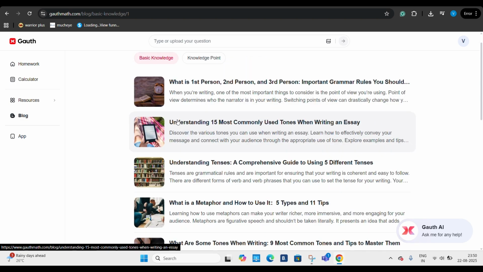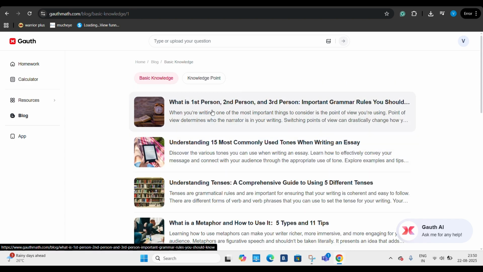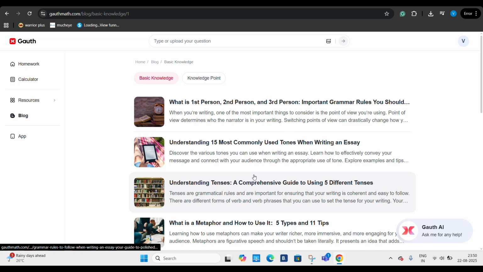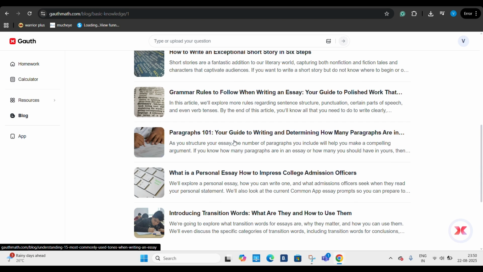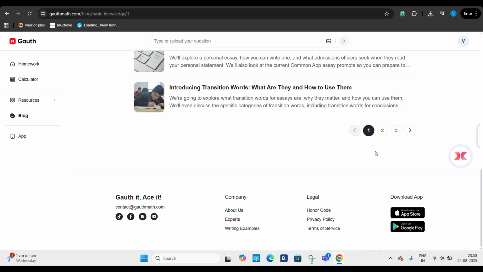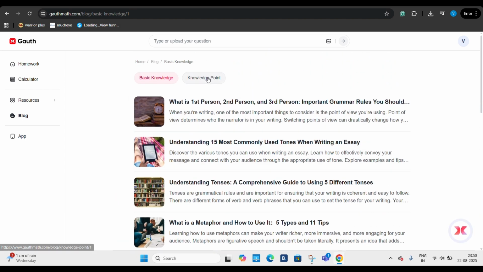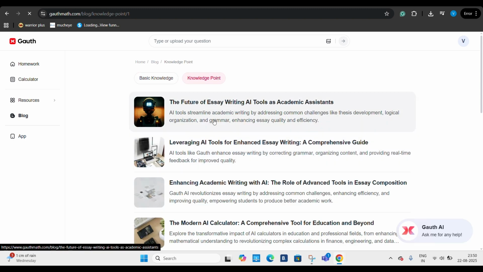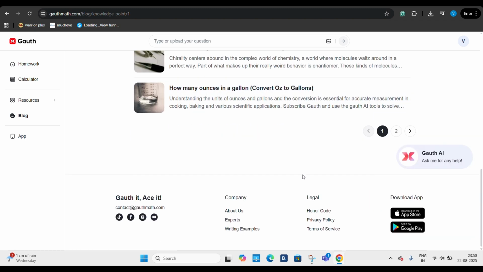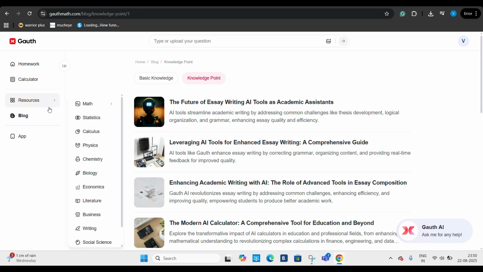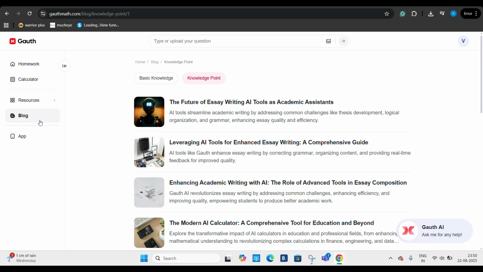And now you have the blog section. So in the blog section also you get a knowledge base, and you can get a lot of articles about blogs, and if there is something that excites you, you can go ahead and click it. There are a lot of blogs, it goes on and on. And there is also a knowledge point over here. Here also you can see a lot of blogs, and again it goes on and on. So if you want to get more knowledge, you can get to the resources and blogs and find a lot of things.